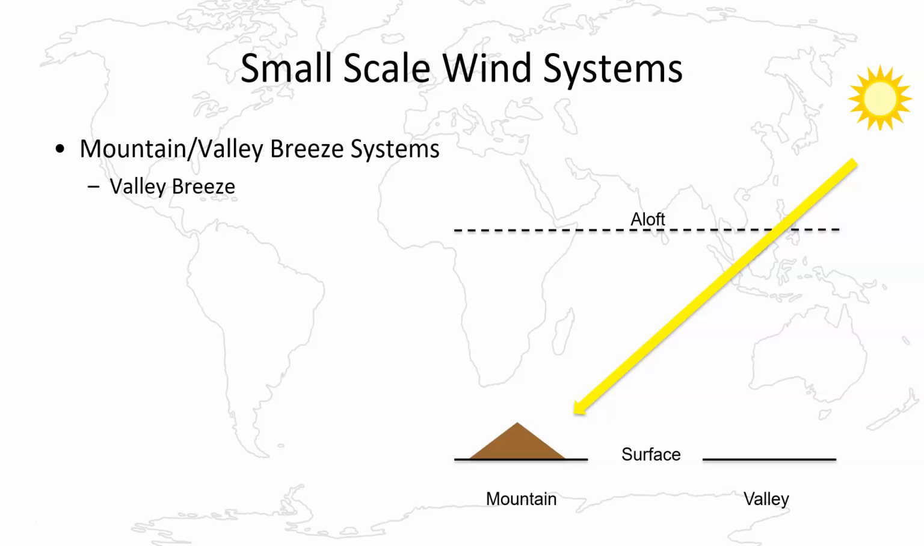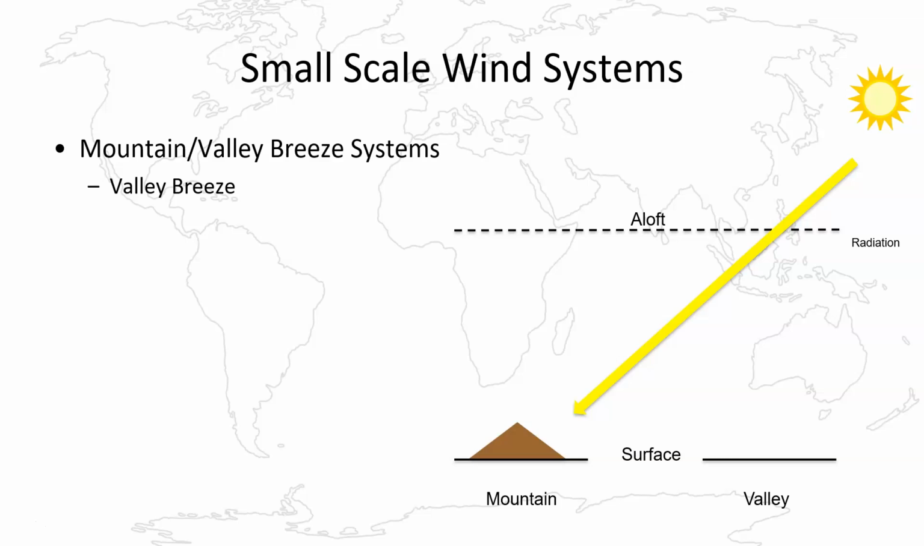Just like before, we have our surface labeled and our area aloft labeled. Our two surfaces are a mountain and a valley in this case. Now we begin with the causal continuum. First step, radiation. For this scenario, we actually do have a radiation difference. If you look at the yellow arrow, it's representing incoming solar radiation from the sun.